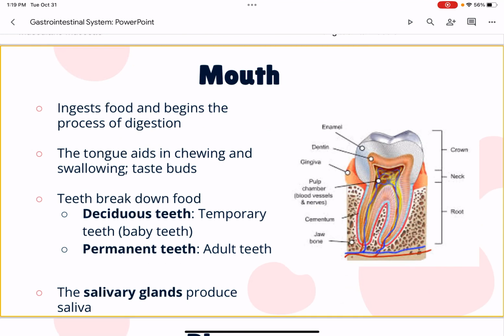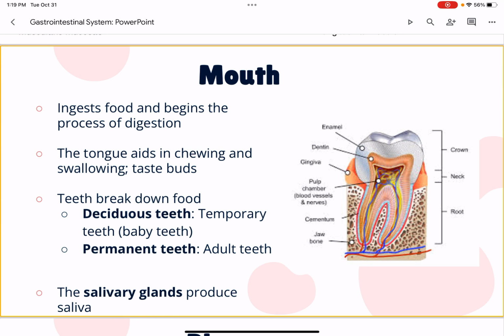The mouth is also known as the oral cavity. The mouth is where an individual ingests foods and begins the process of digestion. The tongue aids in chewing and swallowing and also has taste buds. Teeth break down food. Deciduous teeth are temporary teeth or baby teeth. Permanent teeth are adult teeth. The salivary glands produce saliva.